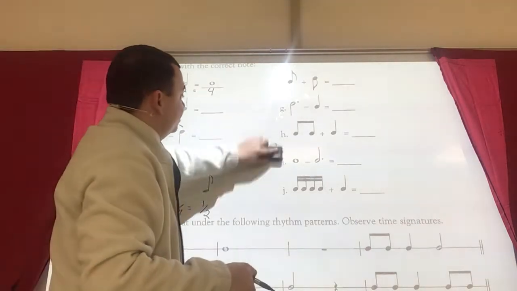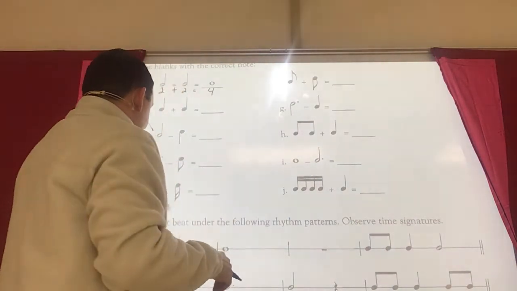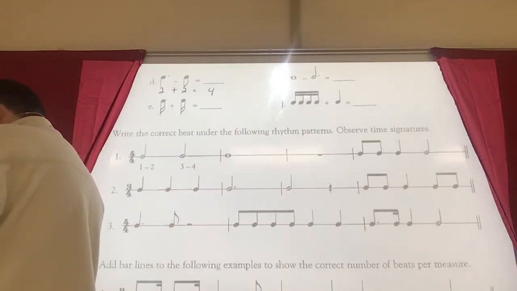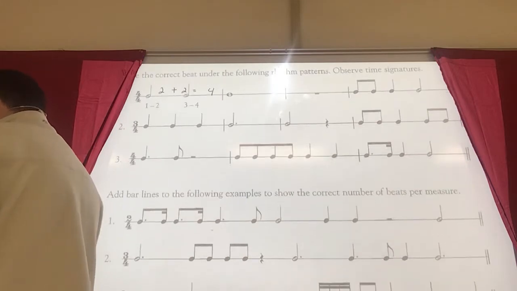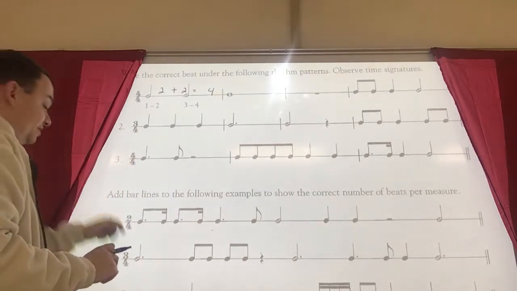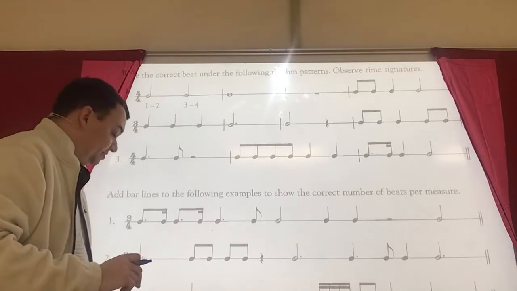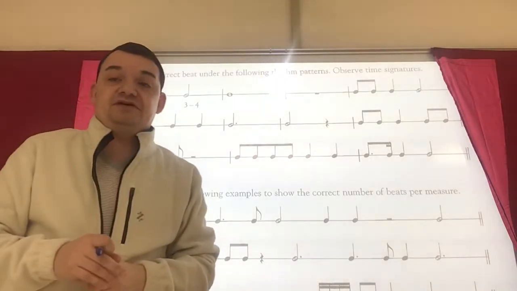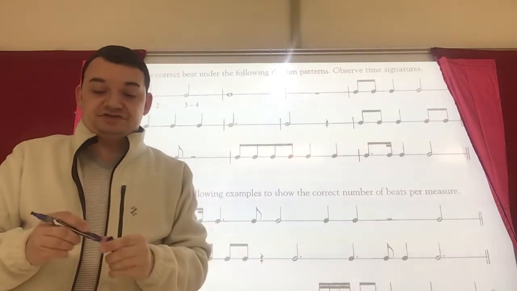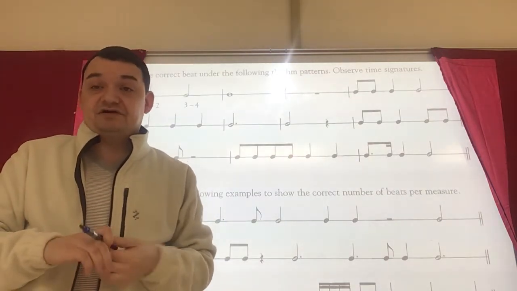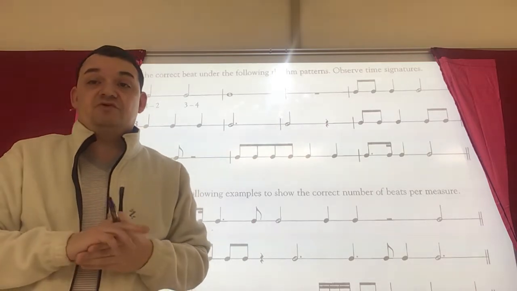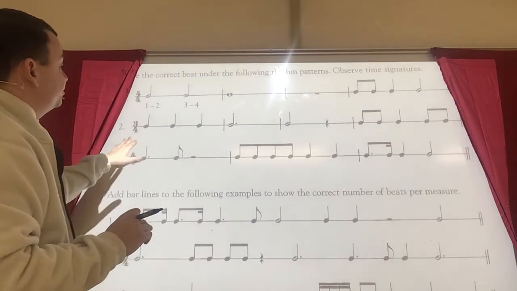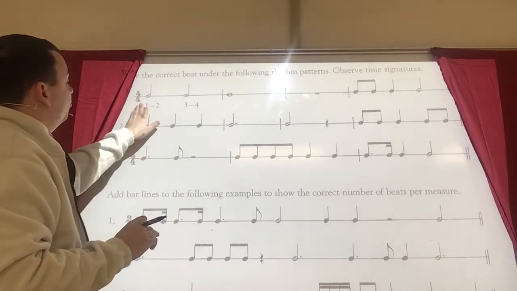Then the next section, same page, still in the beat rhythm test, asks us to write the correct beat under the following rhythm patterns. And it shows those beats coming out in number form. We're not really used to doing that too much, because that's something that an instrumentalist uses more than a vocalist uses. And we talk about music in the music room more as vocalists most of the time than instrumentalists.